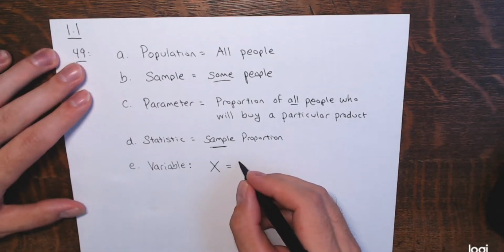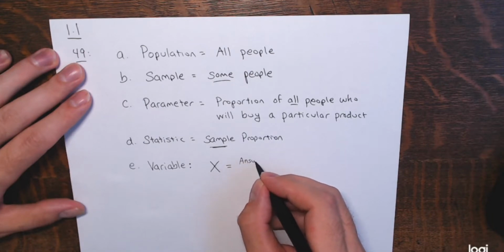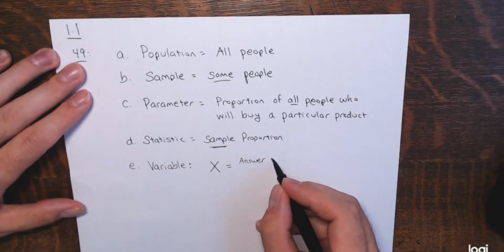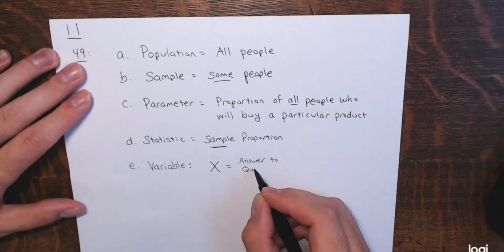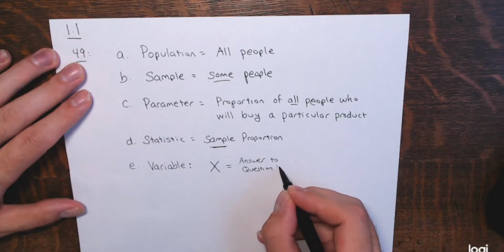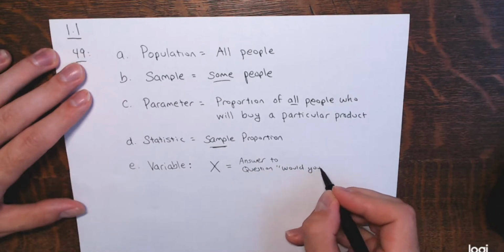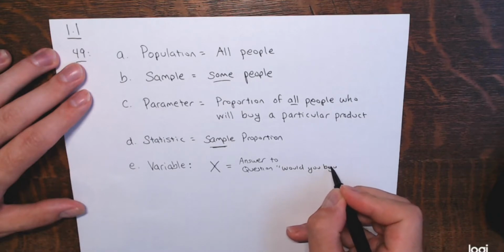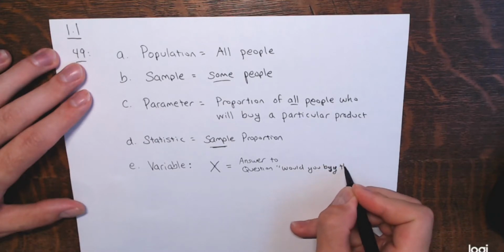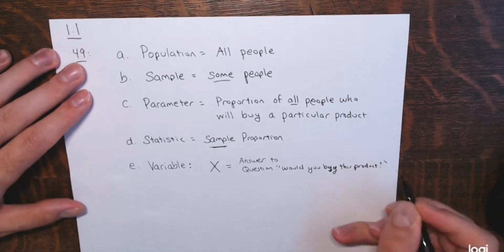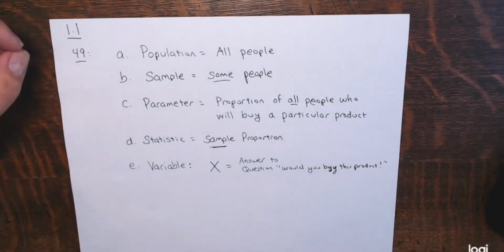So, the variable here is, what's being recorded is the answer to the question, would you buy this product? Because that's what's being recorded from person to person.